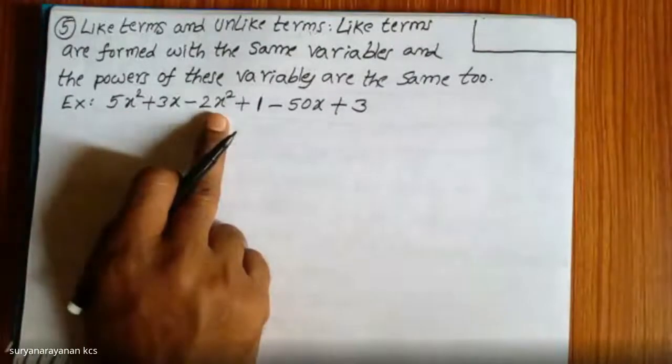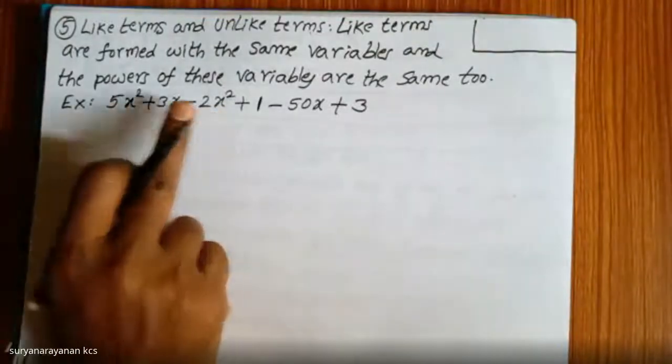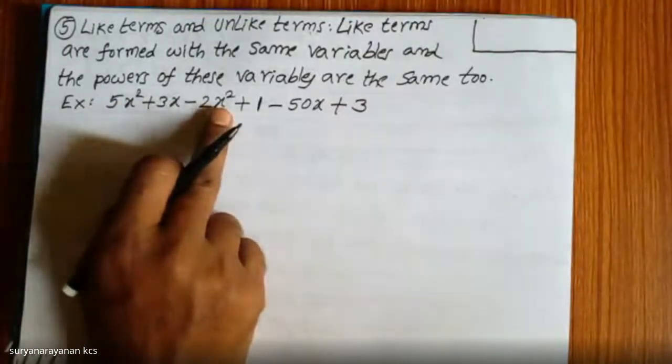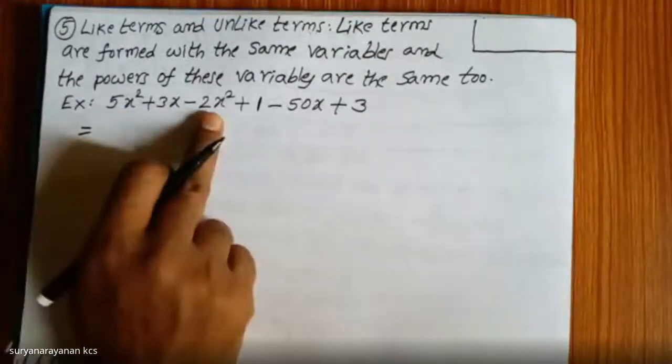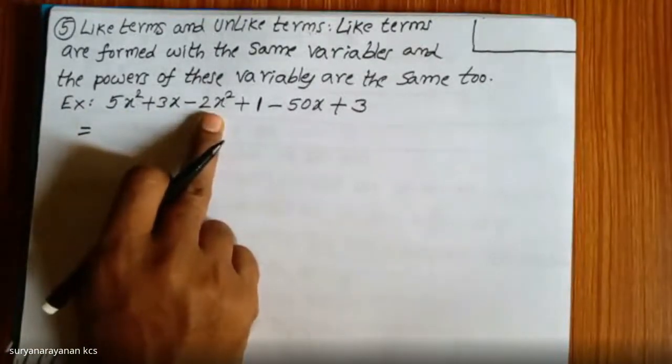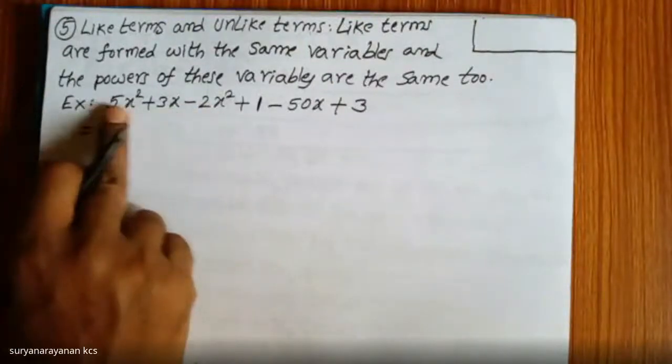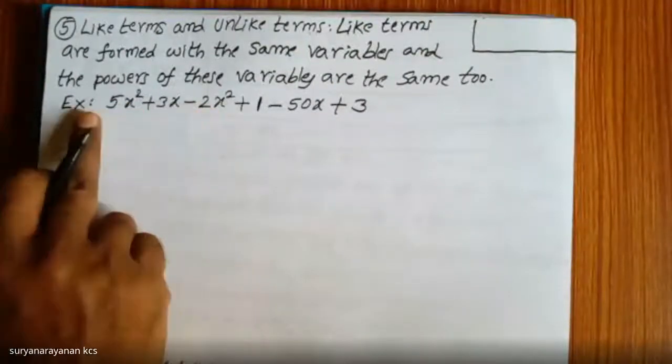So if you observe these terms in this algebraic expression, here is an x square term, here also an x square term. We can add or we can subtract like terms. We can simplify them. So 5x square minus 2x square, what will you get here? 5 minus 2, simply 3x square. Yes, 3x square.